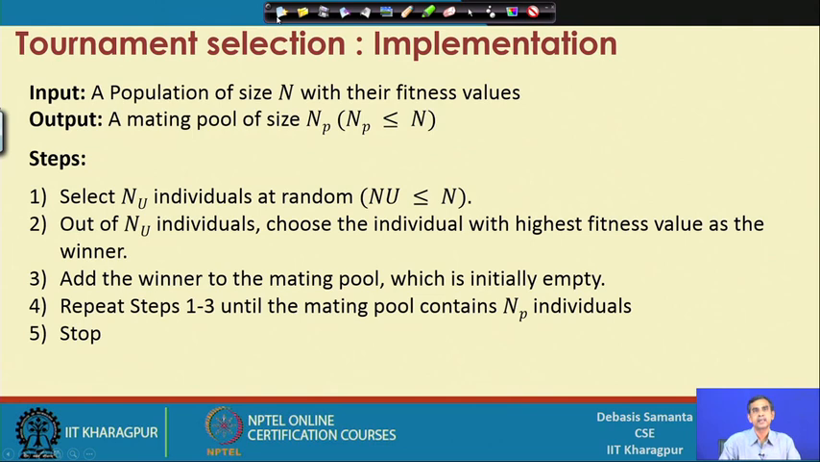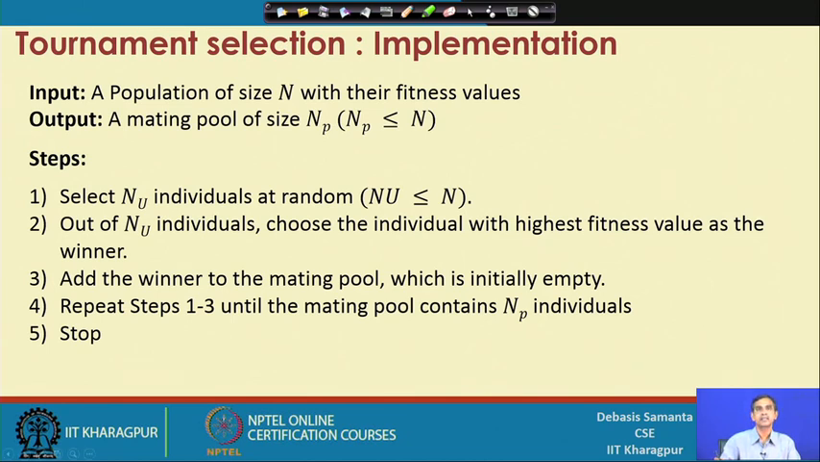Once the NU individuals are selected, out of them we play the tournament, knockout like, and the individual with the best fitness value is selected as the winner. The winner which has been selected is added to the mating pool, which is initially empty. Then we repeat steps 1 to 3 for NP times until NP individuals are selected for mating. So, this is the straightforward procedure. Only step 2 plays a tournament among the NU individuals, but this is not so costly and it is manageable and affordable. So, this is the strategy that we have discussed.